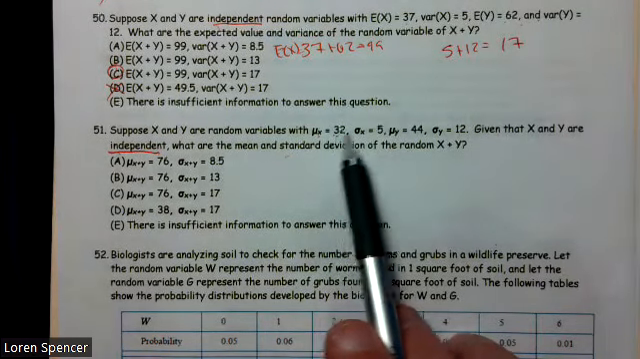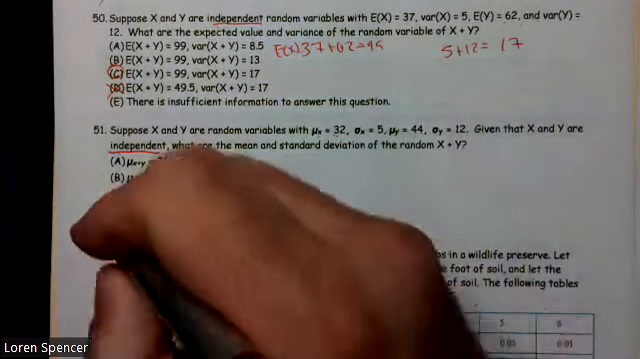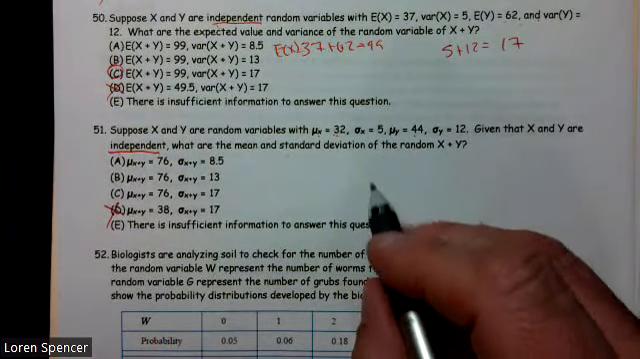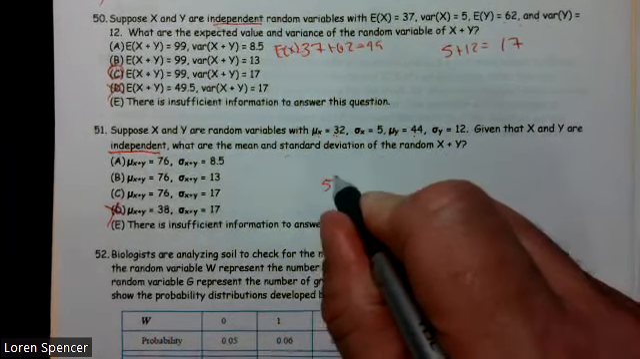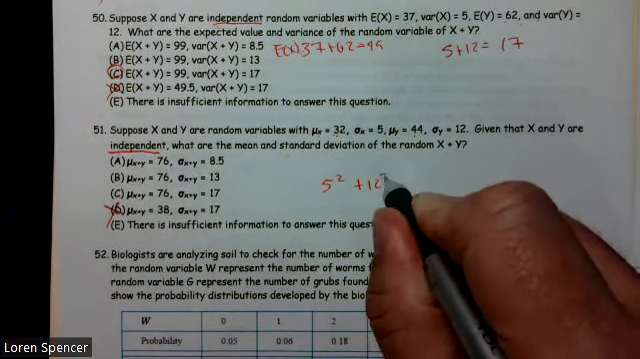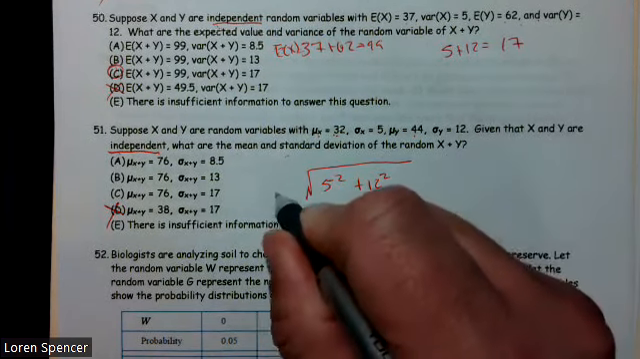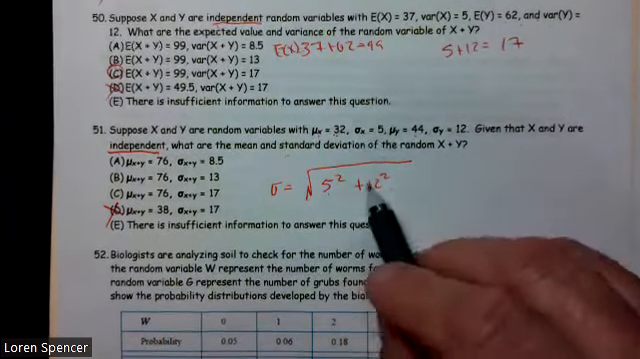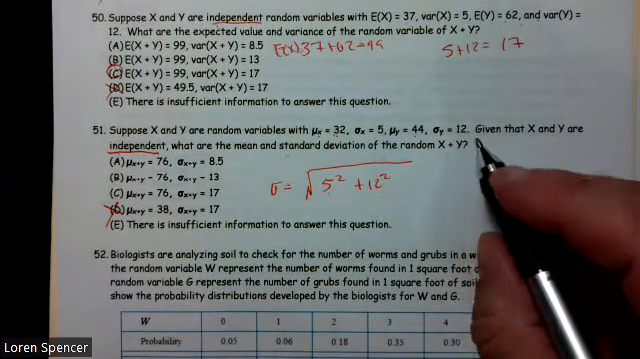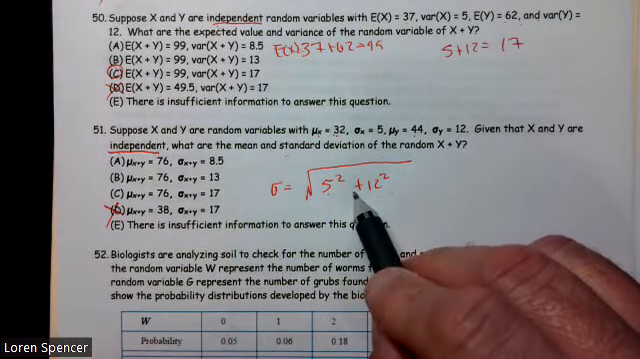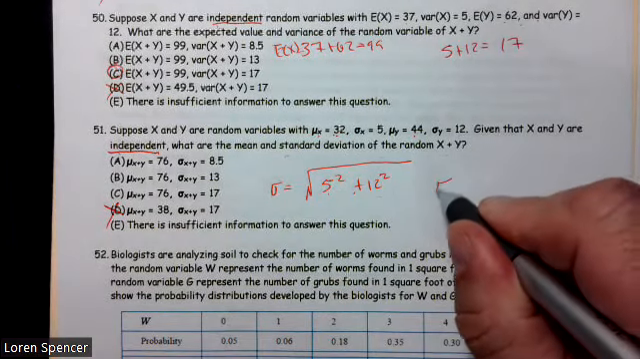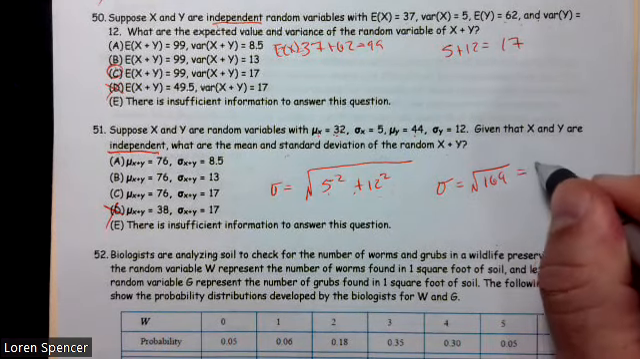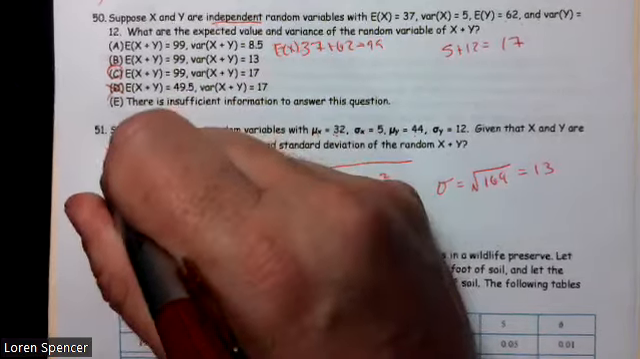Well, the mean is going to be simply 32 plus 44, or 76. So that gets rid of this. The standard deviation, on the other hand, is going to be 5 squared plus 12 squared, and then we'll have to take the square root of that. When we do that, we get 25 plus 144, and we take the square root of that, which gives us 13, because we end up with the square root of 169, which happens to equal 13.